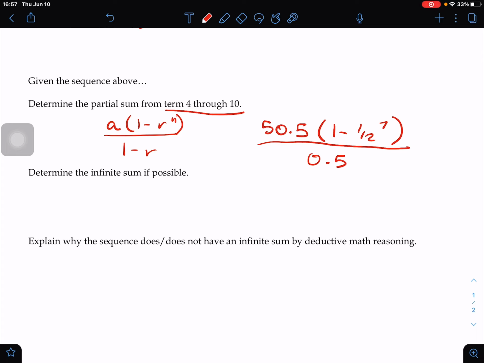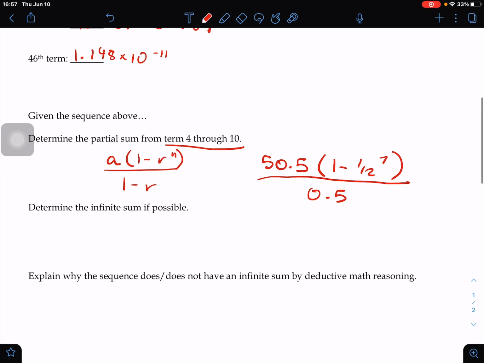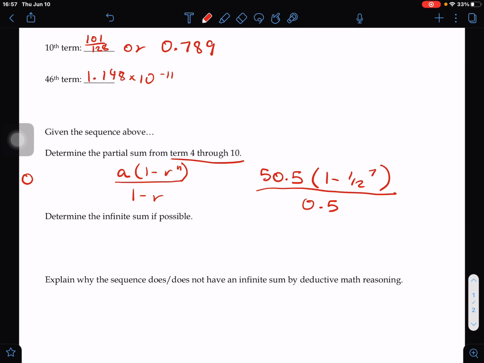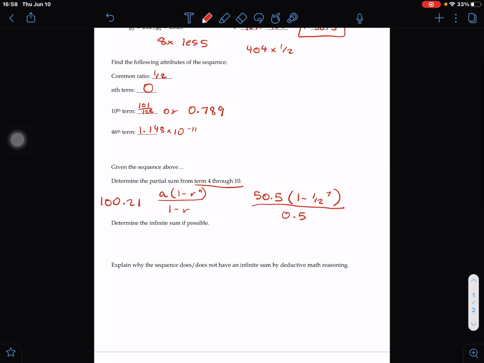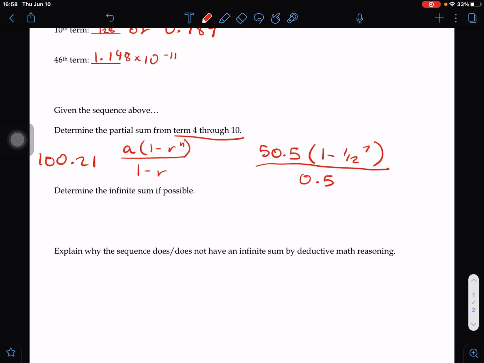So now we can just put this in our calculator. 50.5 times 1 minus 1/2 to the 7th power, all over 0.5. That gives us a sum of 100.21, rounded to the nearest hundredth.